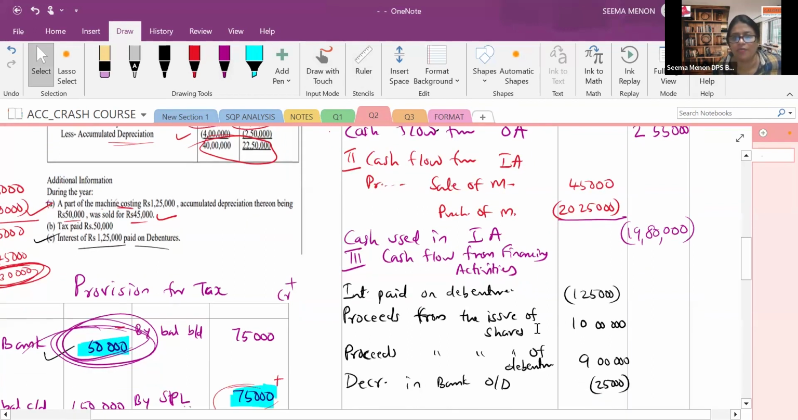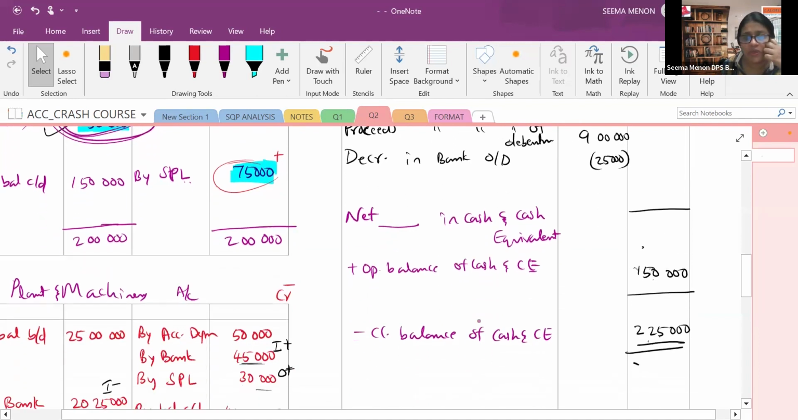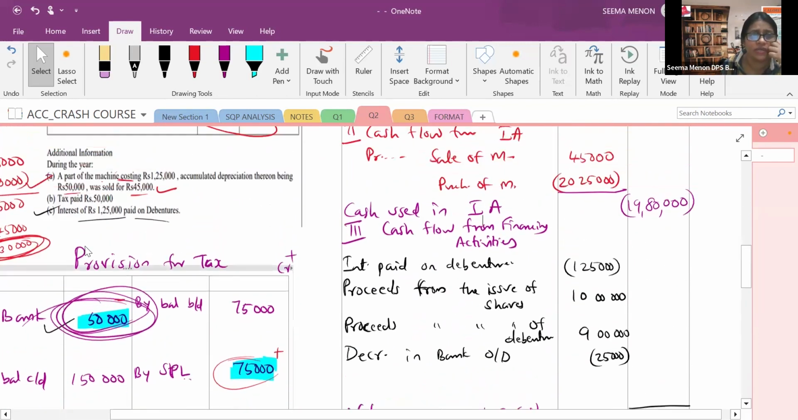Then after that, you are moving ahead with the cash flow from financing activity. The cash flow from financing activity is interest paid on debenture, then proceeds from the issue of shares, proceeds from the issue of debentures, decrease in bank overdraft. Now we consider that we have to take any item; there is no dividend, nothing is given.